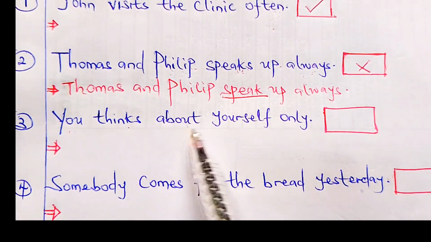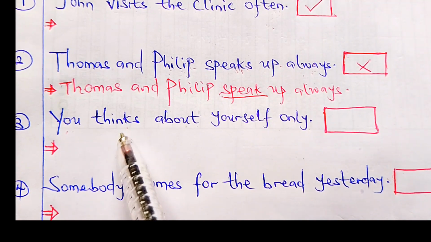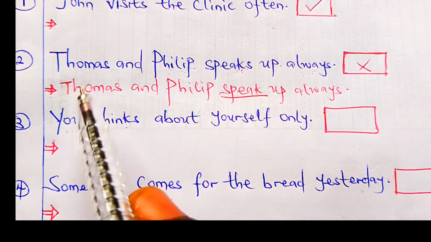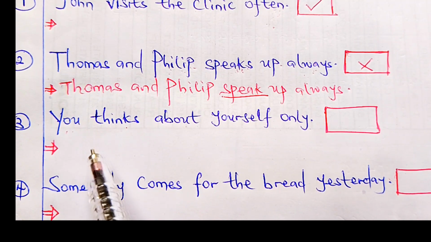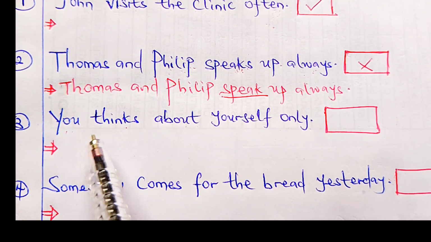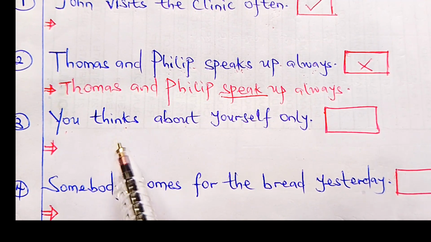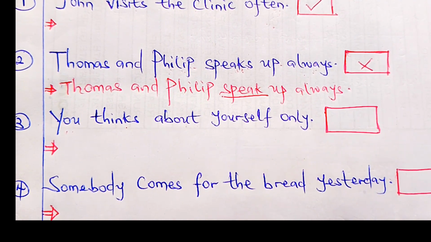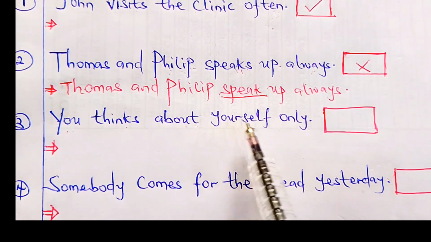You thinks about yourself only. Let's see if this finite verb is correctly used. Now don't forget up there, we made mention of something under the two notes that were given. It was said that whenever you use you or I, either of them have to go with a plural verb. You goes with the plural verb, I goes with the plural verb. So when we talk about you here, you thinks about yourself only.